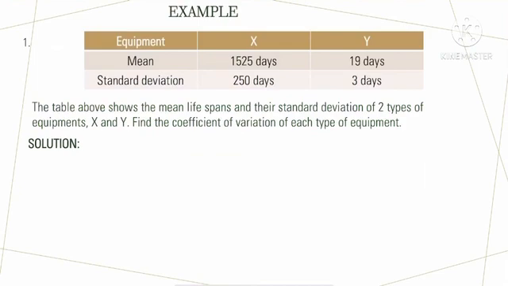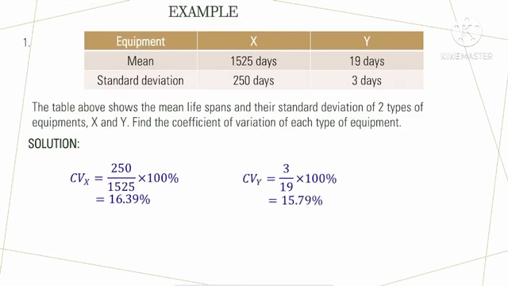In this example, we want to find the coefficient of variation, and the mean and standard deviation are already given in the table, so we just substitute them into the formula. We use CV to represent the coefficient of variation. The answer must be in percent.